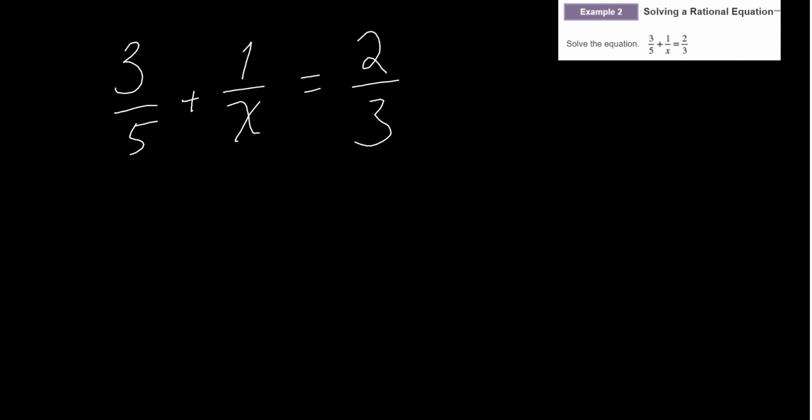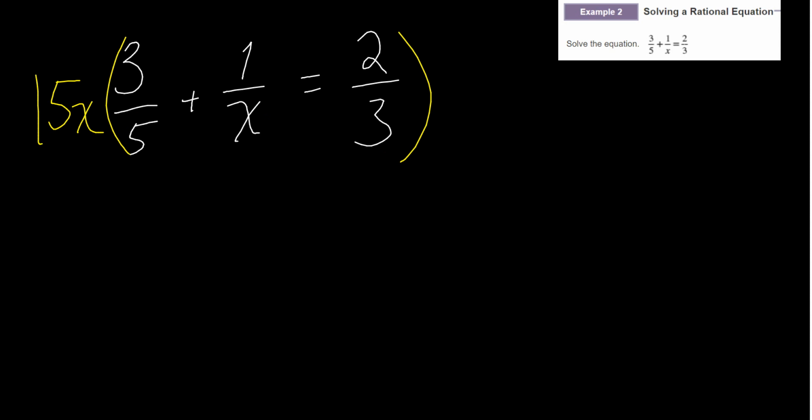Alrighty. So again, same procedure. 3/5 plus 1 over x is equal to 2/3. Again, I'm looking at my denominators, 5, x, and 3. Well, the smallest number that all three of those will go into is 15x.